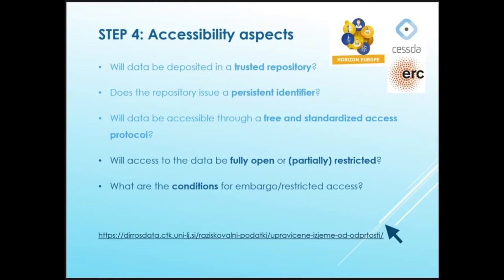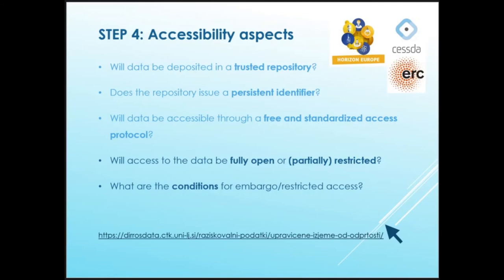As we have heard before, under the Horizon Europe and ERC rules, openness is the default state for research data. And any exceptions from this need to be justified and substantiated in the data management plan. So let's have a brief look at what constitutes justified exceptions. So Mojca covered this a little bit.